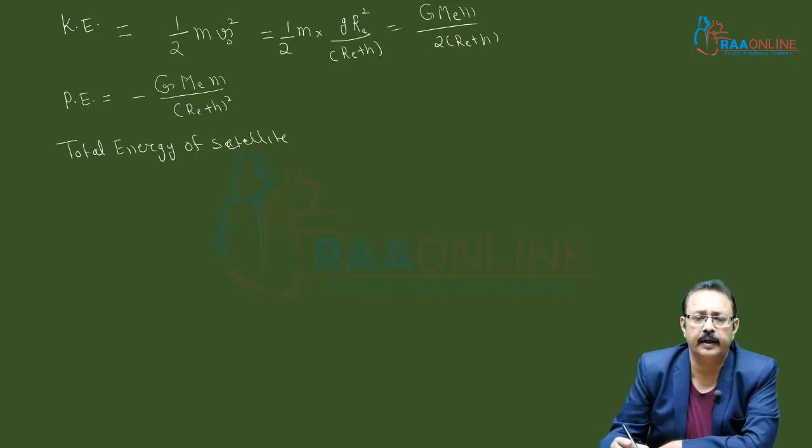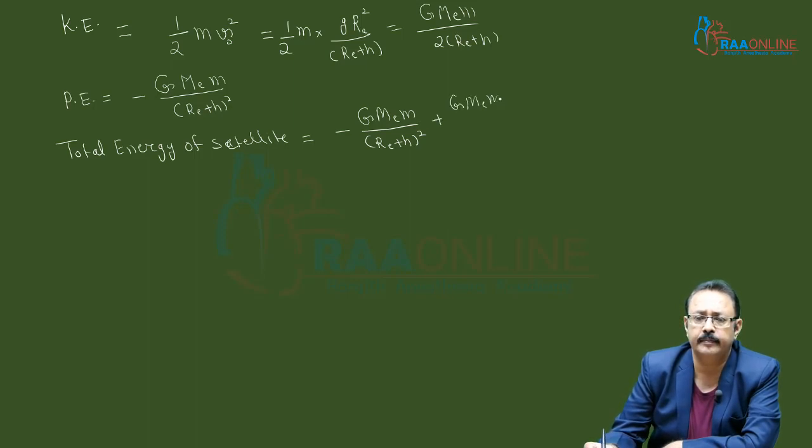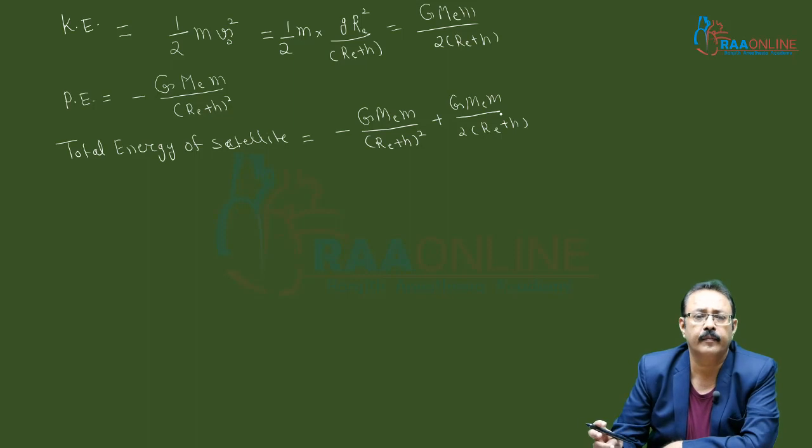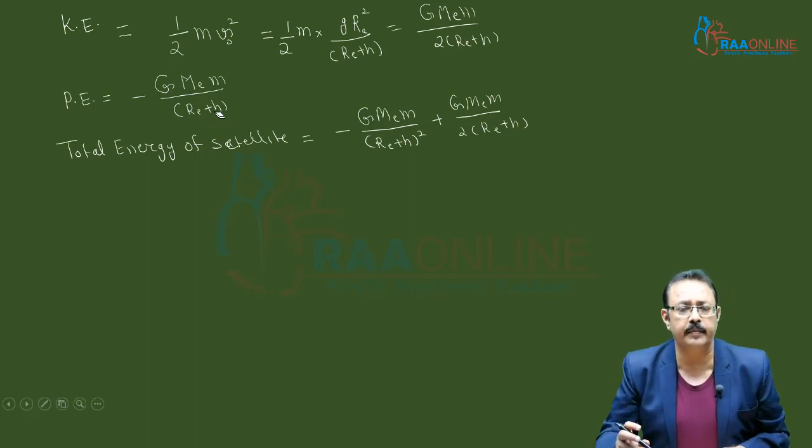Total energy of a satellite, potential minus GMEM upon RE plus H whole square, kinetic energy GMEM. Total energy, potential energy minus GMEM upon R, not square, minus GMEM upon R.